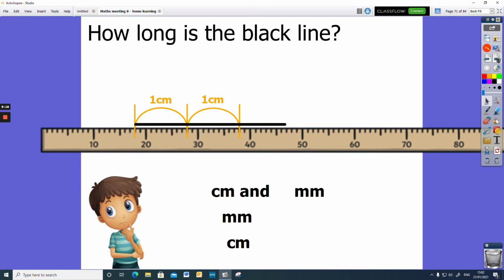We'll have to count the millimetres now. 1, 2, 3, 4, 5, 6, 7, 8, 9. That's 9 millimetres. 2 centimetres and 9 millimetres. We can write that in 3 different ways. 2 centimetres and 9 millimetres, or just in millimetres, 29 millimetres, or just in centimetres, 2.9 centimetres. Well done if you got any of these. Extra well done if you got all 3 measurements.